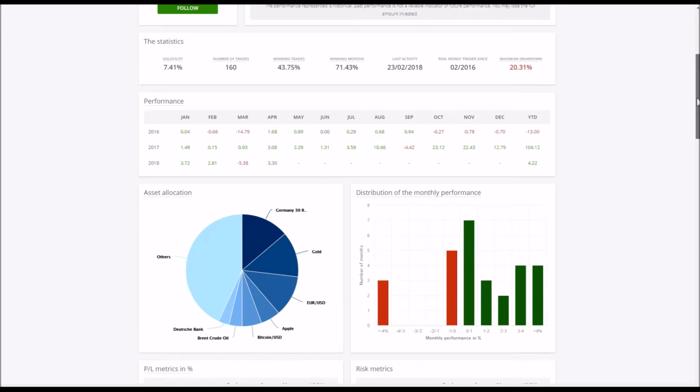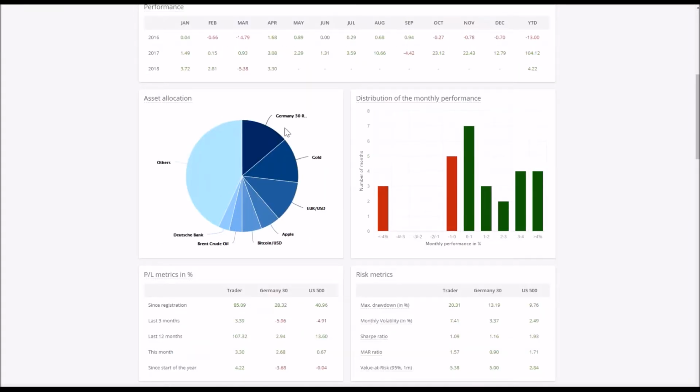Then let's scroll down. We have asset allocation. So where have they traded? Where have they made their money? Or lost their money. So you'll see a lot of these traders will often just trade the German 30. Aondo started off in Germany, so I have a lot of German clients, and a lot of these people trade the German index. But actually, the venture trades a bit of everything. So 13.8% of trades in German index, 13% in gold, 12% euro dollar, bit in Apple, Bitcoin, of course, crude oil, Deutsche Bank, and a few others.